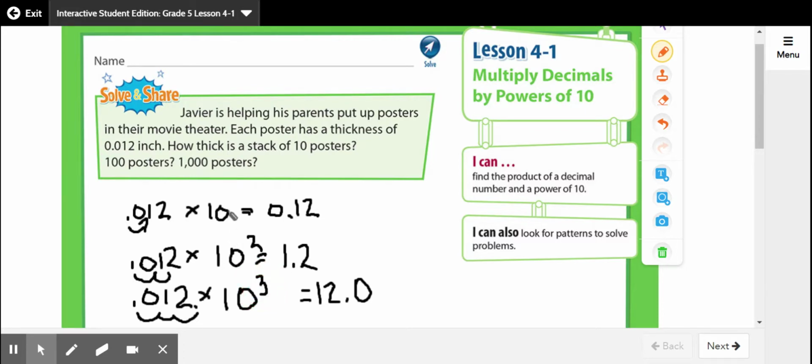And how many zeros does 10 have? 1. So 10 to the first power is 10. 10 to the second power really is 100. 10 to the third power is 1,000. And where they get that from is 10 one time is 10. 10 times 10 is 100. 10 times 10 times 10 is 1,000. So that's how we did that. So we actually mastered that problem. We did it backwards and forwards, and you did a great job.